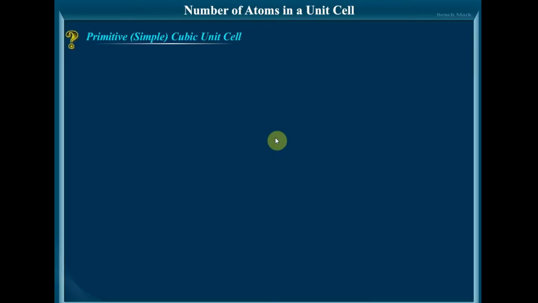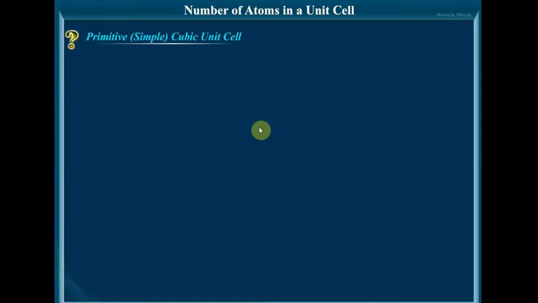Next, we are going to discuss the ways of calculating the number of particles in a unit cell. This is very important because a lot of problems are based on it, so you have to understand this properly. The heading, once again, is number of atoms in a unit cell.